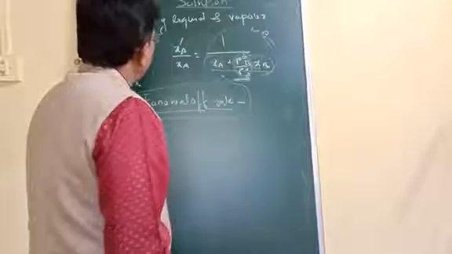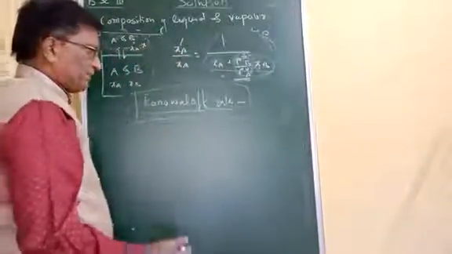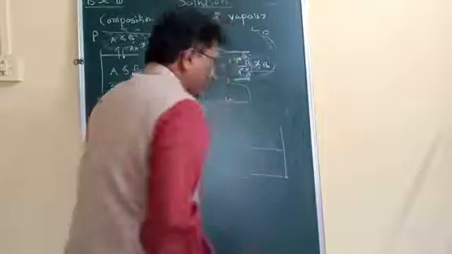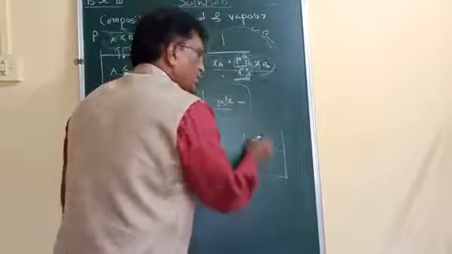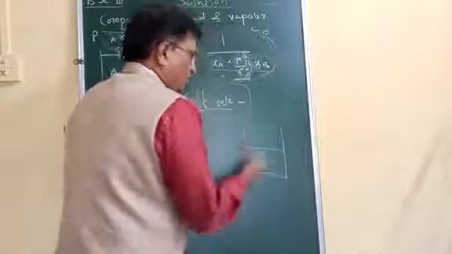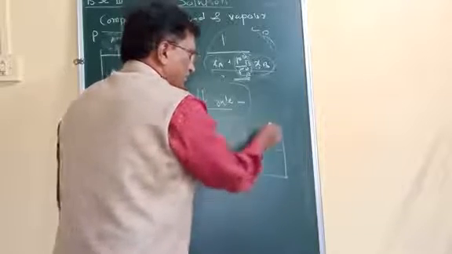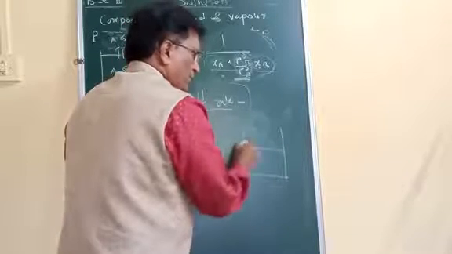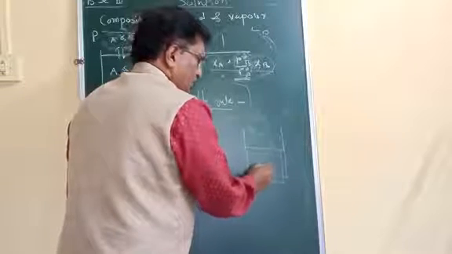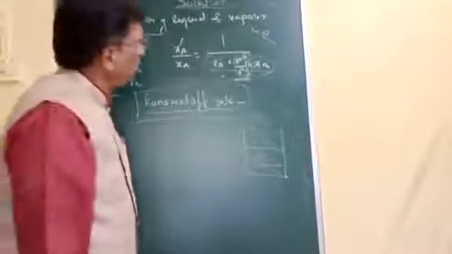Okay, this is all about the composition of liquid and vapor phase. That means if we consider the liquid and vapor phase, then here we compare the compositions of liquid and vapor phase. The component whose vapor pressure is high will be present in vapor phase in more proportion, and the component whose vapor pressure is low will be present in a liquid phase in a more proportion. That is all. Thank you.